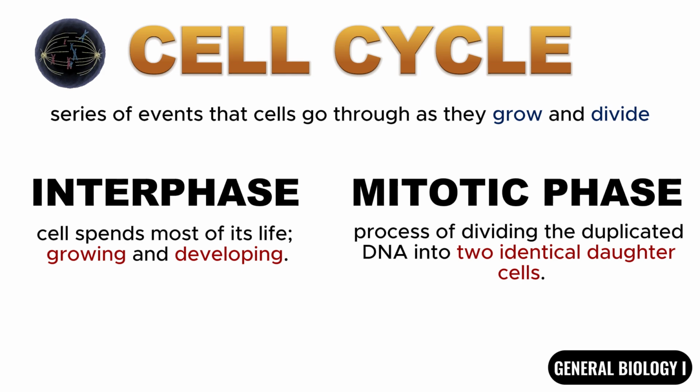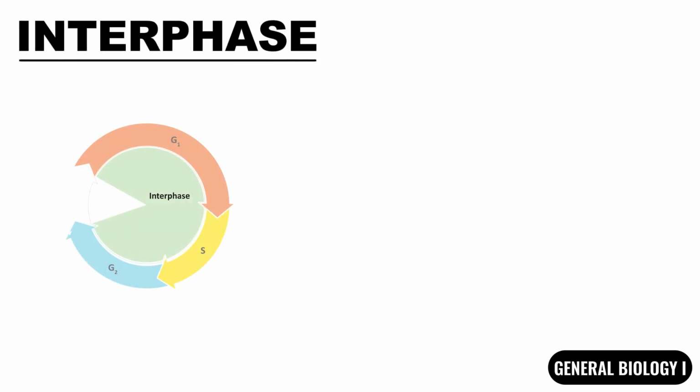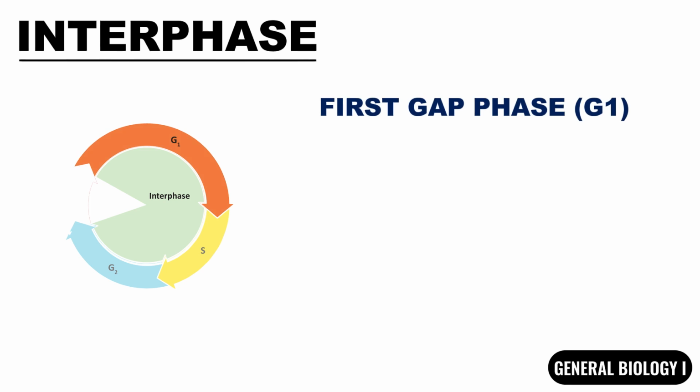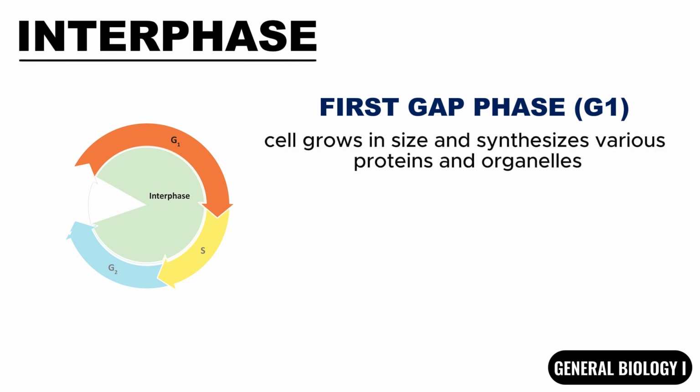Let's start by breaking down interphase into its three stages: G1, S, and G2 phases. The first stage of interphase is the G1 phase, or first gap phase. During G1, the cell grows in size and synthesizes various proteins and organelles. This phase is crucial because the cell is performing its routine functions, such as producing energy, synthesizing enzymes, and responding to signals from its environment.